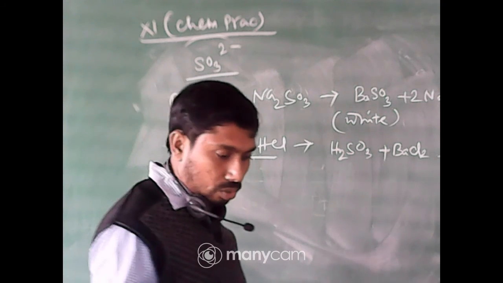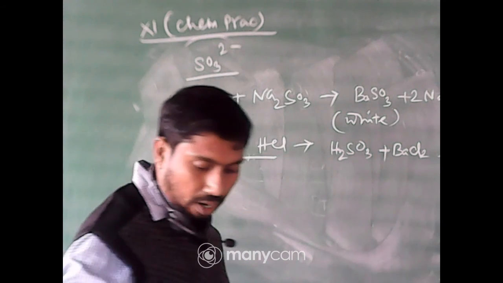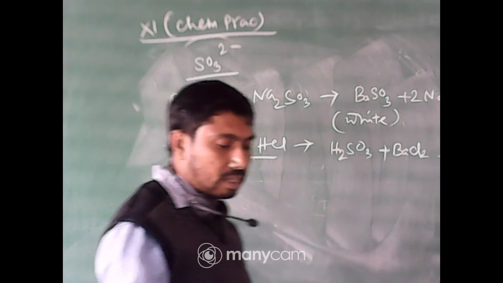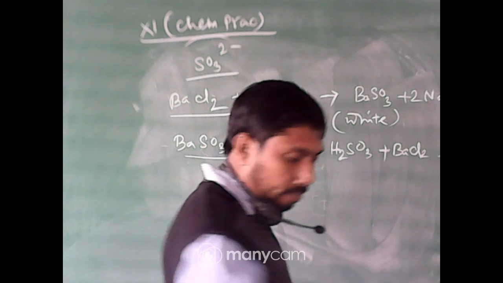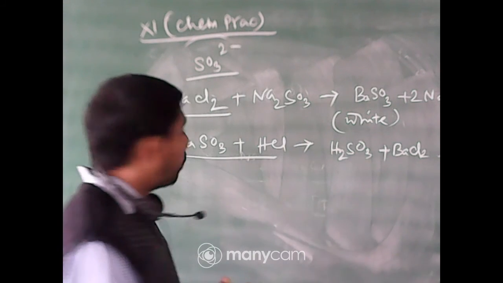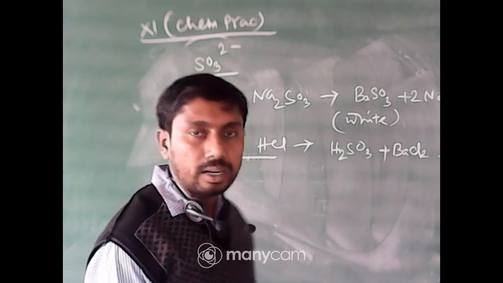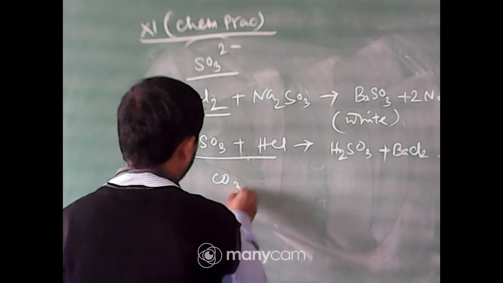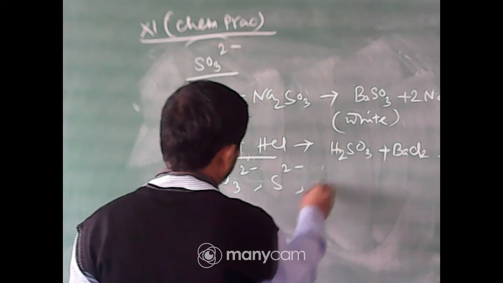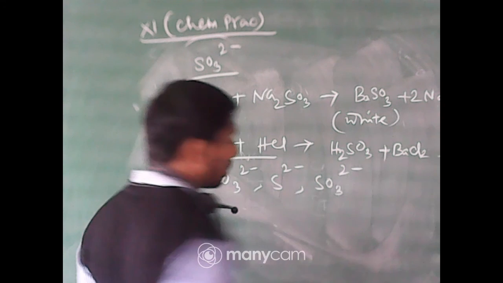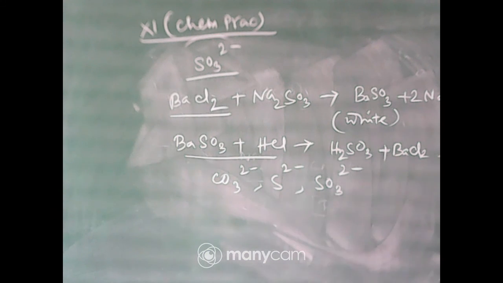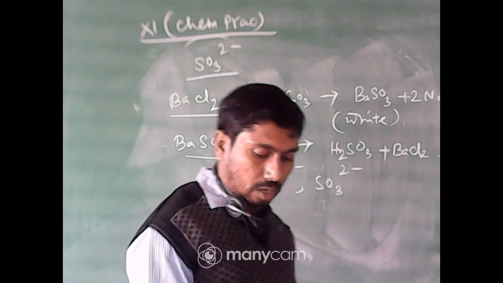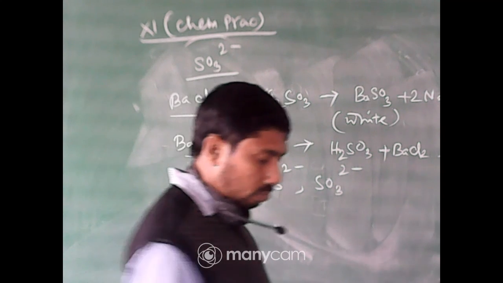Okay. So today the tests for carbonate, sulphide and sulphite are done, that is CO3 2 minus, S2 minus and SO3 2 minus. Now SO3 2 minus can be proved by another method, that is by using potassium dichromate, but it will be seen later on.